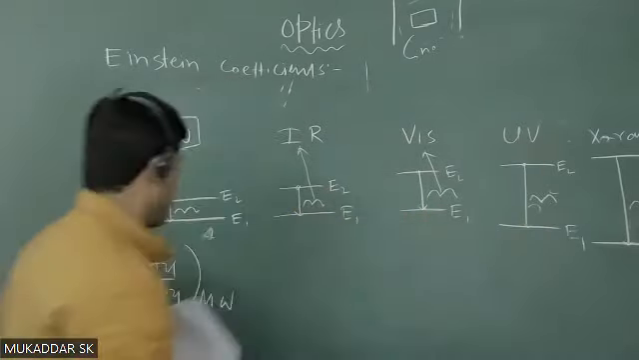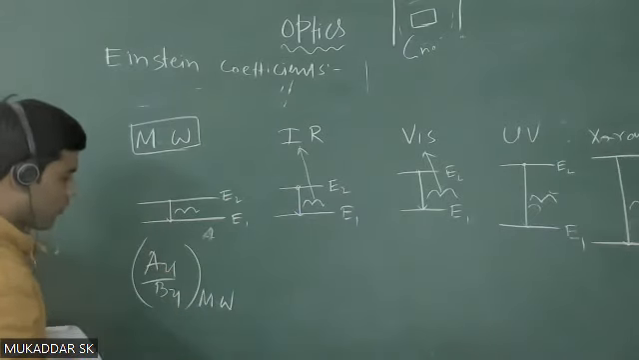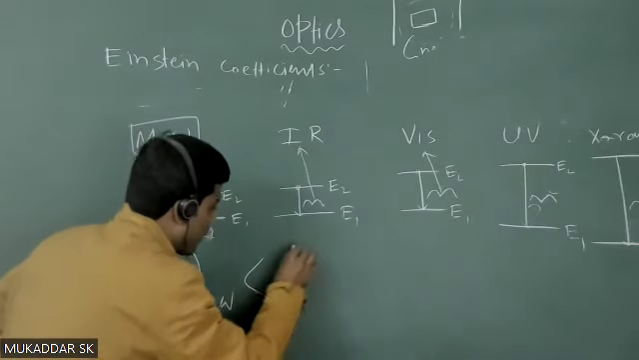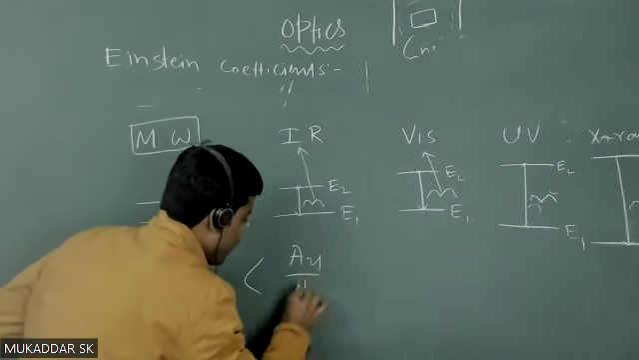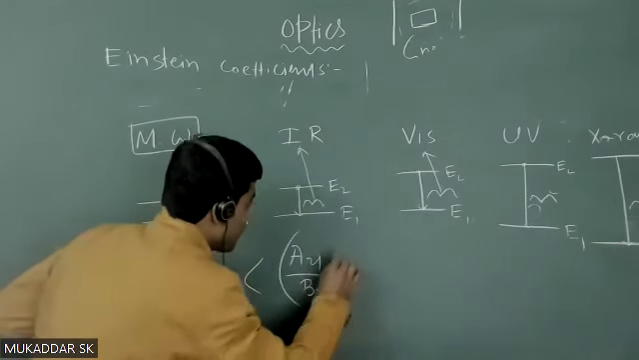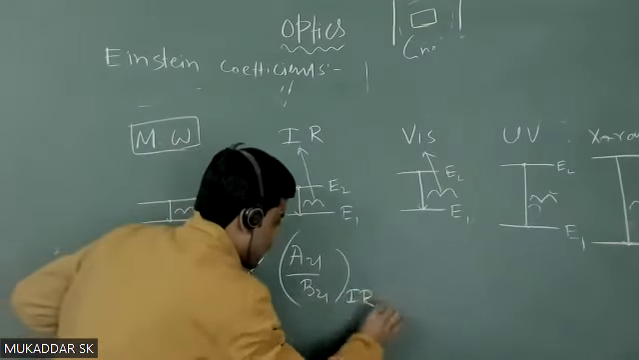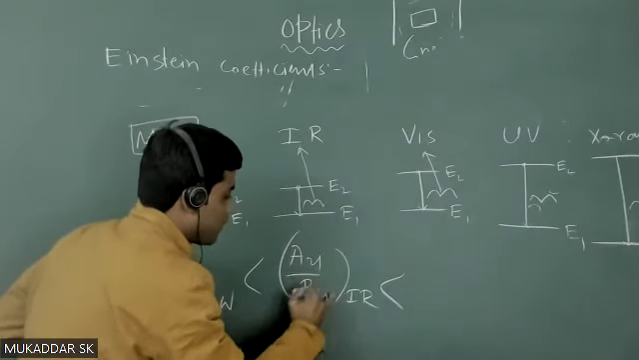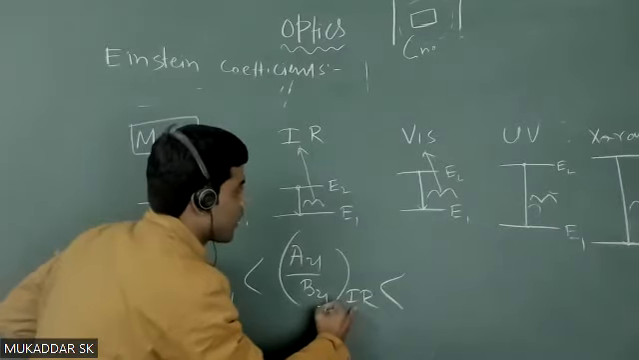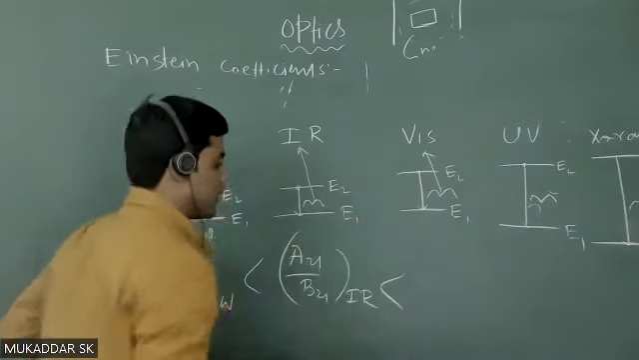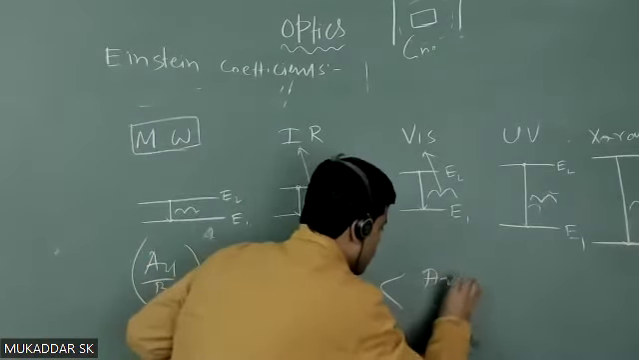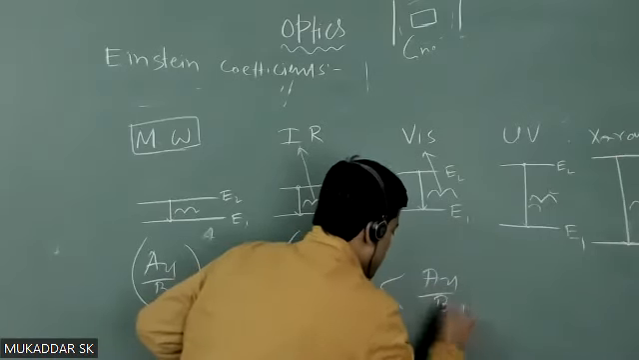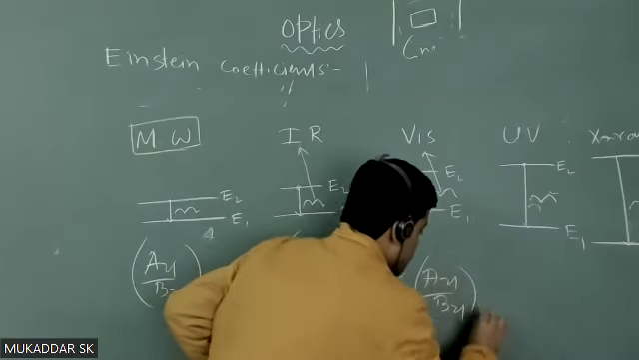So this A21 by B21 for microwave will be smallest among all this region, smallest as compared to A21 by B21 for IR. Further, A21 by B21 for the IR range should be smaller as compared to the visible range. So I can further write A21 by B21 for visible.